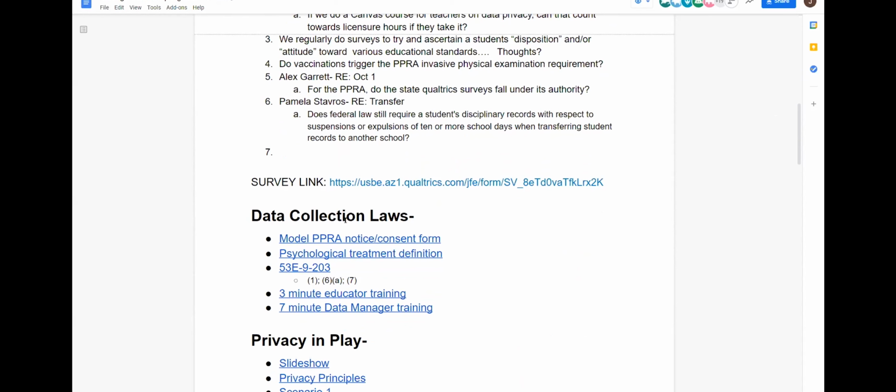We regularly do surveys to try to ascertain a student's disposition and or attitude towards various educational standards. Thoughts? Okay, yeah, and I'll say this is one that came to me during the PPRA presentation as well. And I think of it in terms of, when you say ascertaining student political beliefs or attitudes, it's hard because it just feels like everything can become political nowadays. And it's like, well, are some educational standards overtly political? And the answer is maybe.